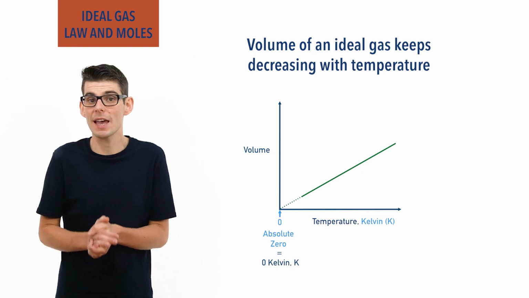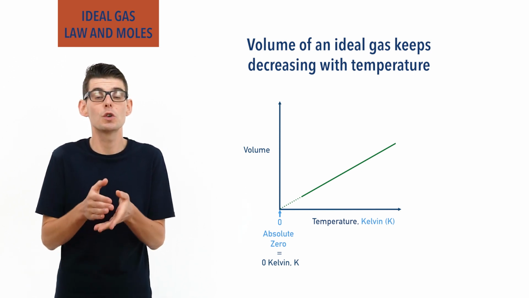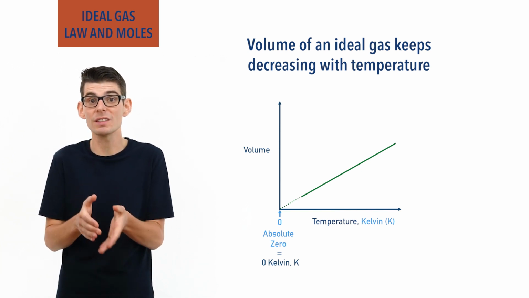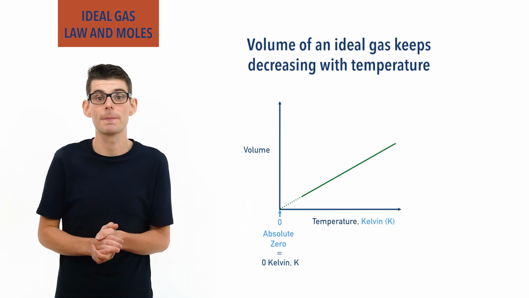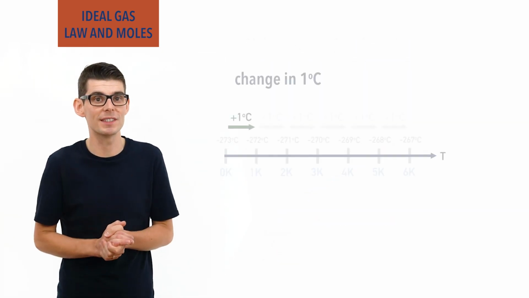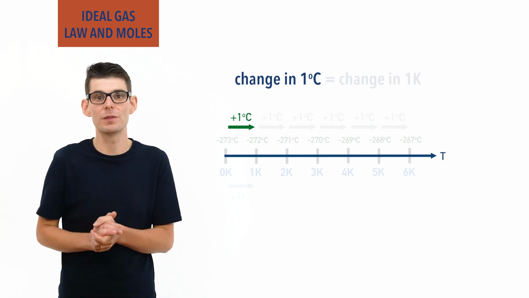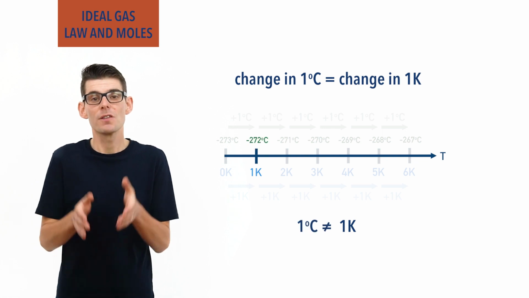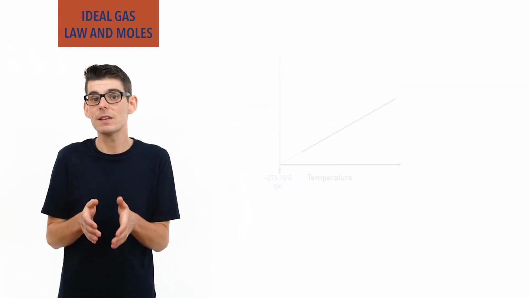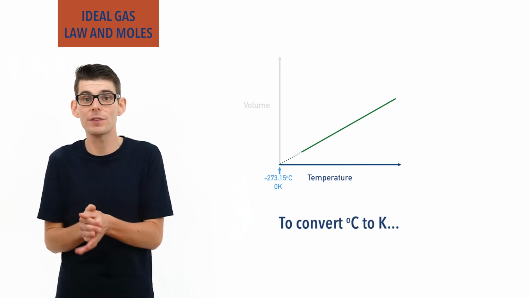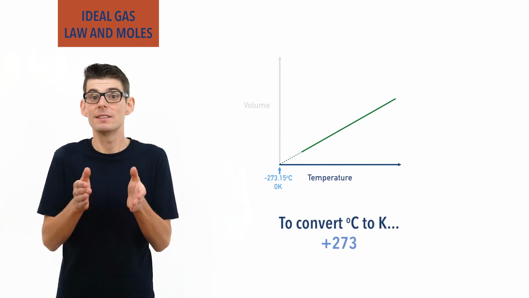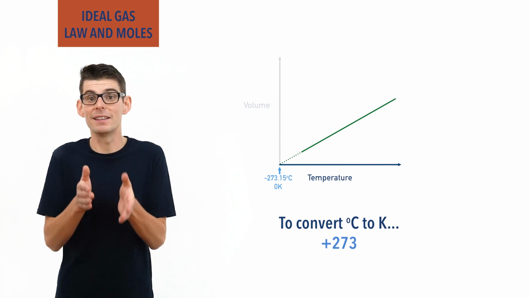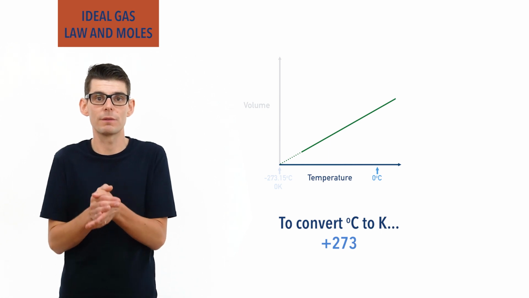This new temperature scale now links the energy of a gas to its temperature properly, unlike degrees Celsius, where 0 degrees Celsius doesn't mean zero amounts of heat energy. Usefully, a change in 1 degree Celsius is the same as a change in 1 Kelvin. 1 Kelvin, however, isn't the same as 1 degree Celsius. From its starting point on the graph, we can see that to convert between degrees Celsius and Kelvin, add 273. 0 Kelvin is the same as minus 273 degrees Celsius, and 0 degrees Celsius is the same as 273 Kelvin.